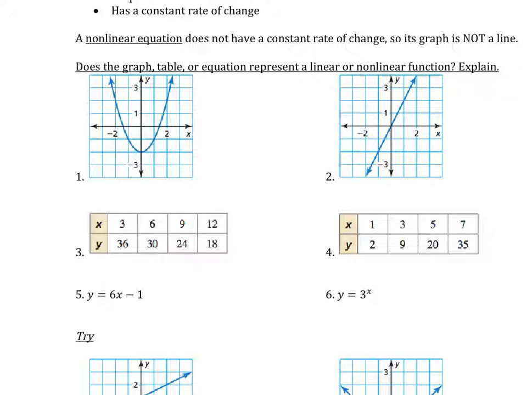We can tell number one is not a straight line, so it's nonlinear. Okay, number two is a straight line, so it's linear. Nice and easy there to start off with, okay? With a table of data, it gets a little trickier. We have to make sure we have a constant rate of change, okay?